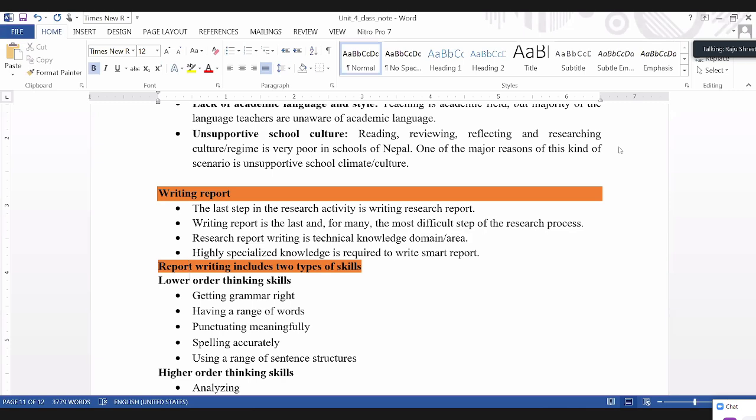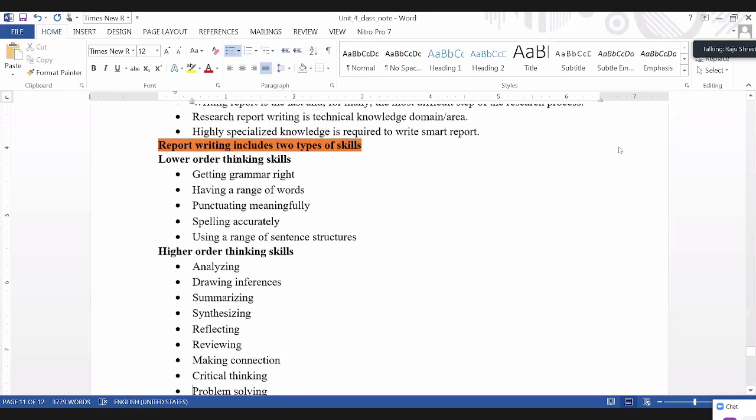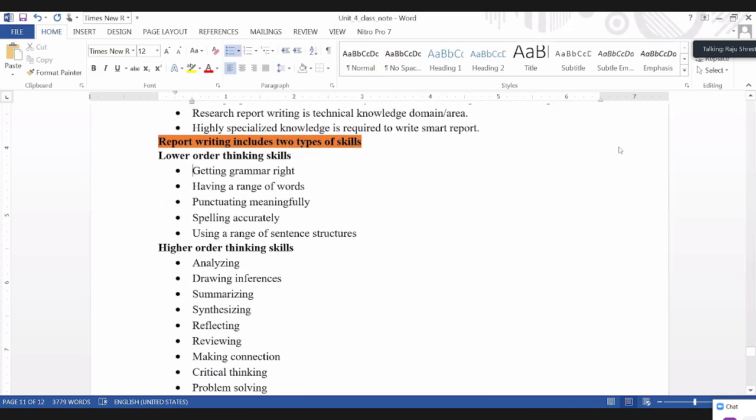Just like हाम्रो lower order thinking skills, higher order thinking skills we need to display. Like lower order thinking skills means our language should be what? Correct. Grammar should be right. Having a range of academic words. Then punctuating meaningfully. Sentences should be punctuated meaningfully. Spelling should be written accurately. Using a range of sentence structures, a range of academic words. Grammar should be right. These things the inner भनेको फेरि त्यो inner चाहिँ lower order thinking skills हो.